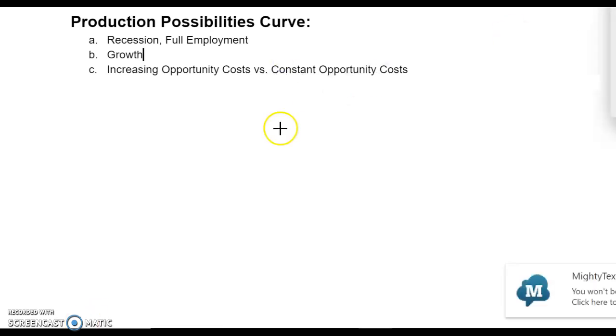All right, hello everybody. We're going to go over the first essential graph called the production possibilities curve. I'm going to try to cover, whenever I do these, the main types of questions they're going to ask. So today I'm going to go over recession, full employment, growth, and then increasing versus constant opportunity cost with our PPC. But first, let's say that you are asked to draw one.